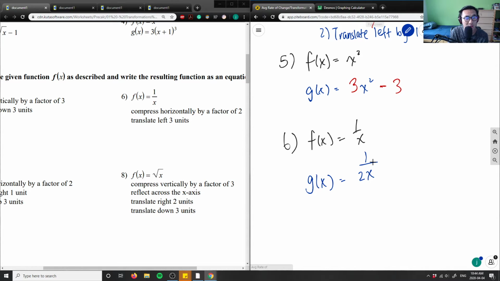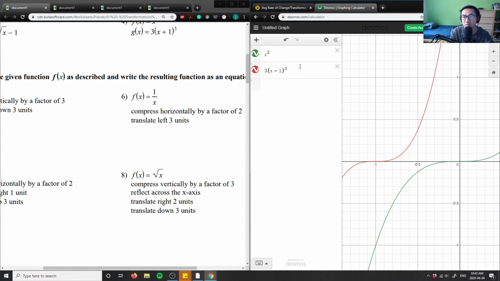And again, it's a horizontal move to the left, which means my algebra in this case, if I'm translating left by 3, I'm thinking negative because left is negative, but I have to flip it in my head. So algebraically it says positive. So this here says x plus 3. And the entire function is being translated by 3, so I have to put brackets around that. So this is 1 over 2 times x plus 3.